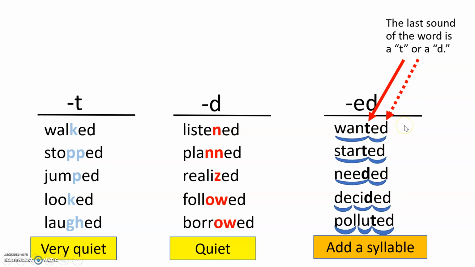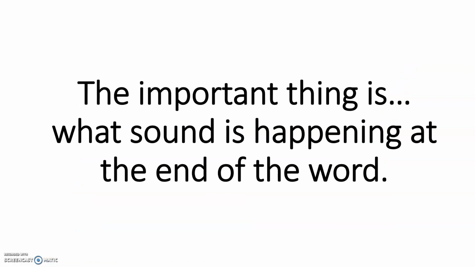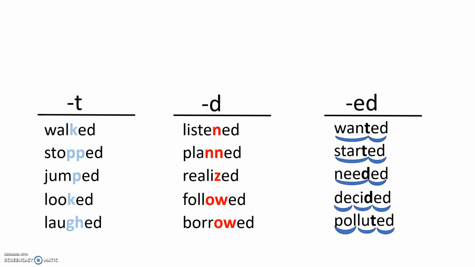And that's why this sounds like wanted, started, needed, decided, polluted. So I hope that makes it really clear. This T or D at the end of the word is kind of like an exception where you need to make it extra loud. So the important thing here is what sound is happening at the end of the word.